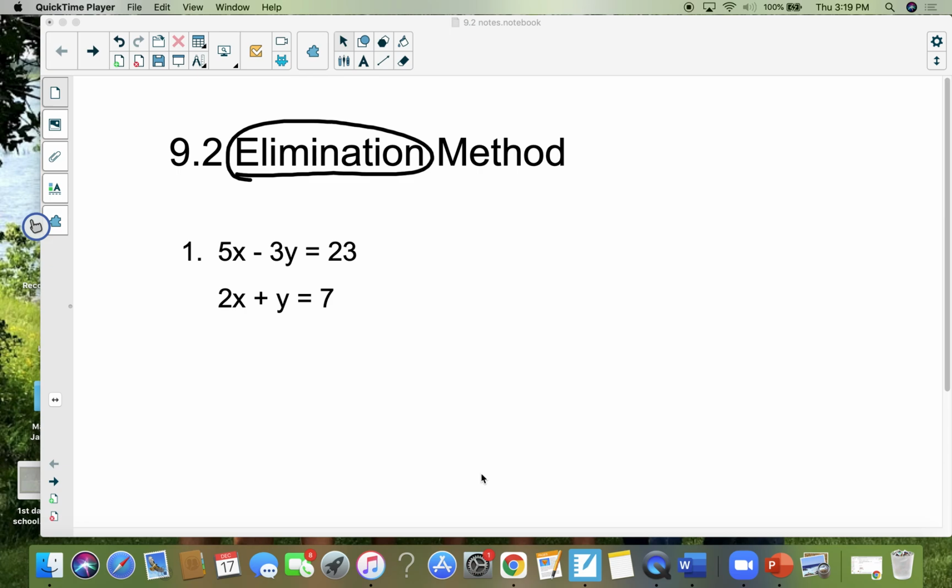9.2 is called the elimination method. And you learned substitution yesterday, and today you're going to learn eliminating. So you're going to eliminate a letter, or a variable, sorry. So you can either eliminate the x's or the y's, and you want the y's to have the same number in front of it, but opposites of each other.